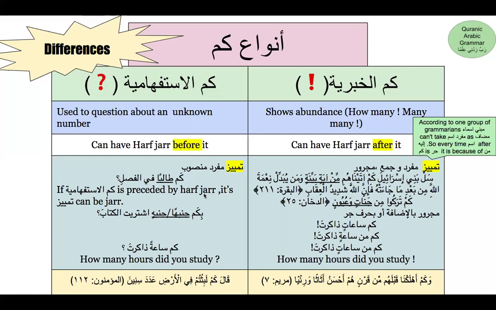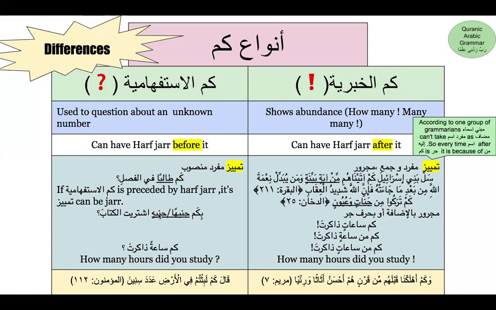When it comes to tamyiz for kam al-istifhamiyya, it is always nasb in status. So: kam طالبا في الفصل. طالبا is singular, and طالبا is in nasb status. However, there is an exception. If kam al-istifhamiyya is preceded by a harf jar, its tamyiz can be jar in status. So here: bikam junayhan, or it is also possible to say bikam junayhin ishtarayta al-kitab. So nasb and jar are both possibilities. If the tamyiz for kam al-istifhamiyya is jar in status, it is said to be jar bil idafa.